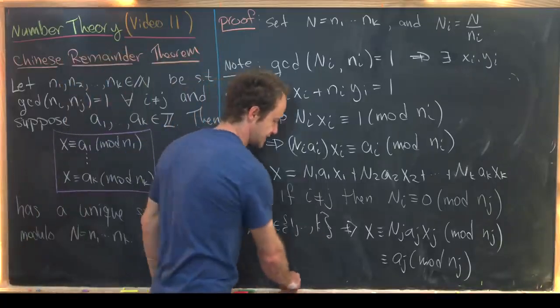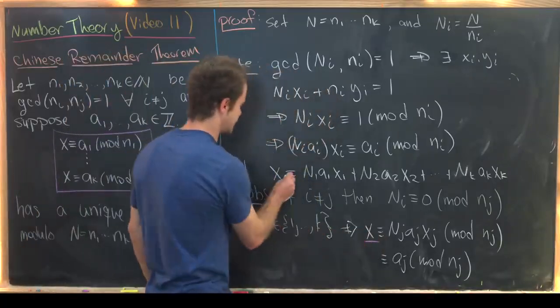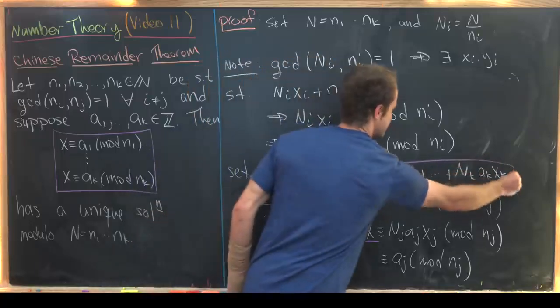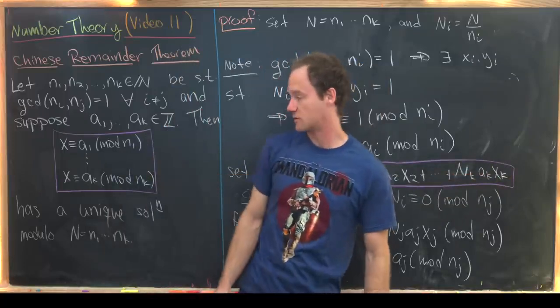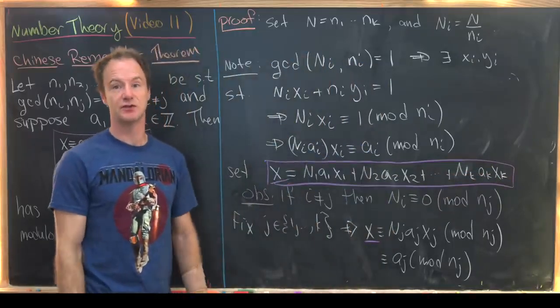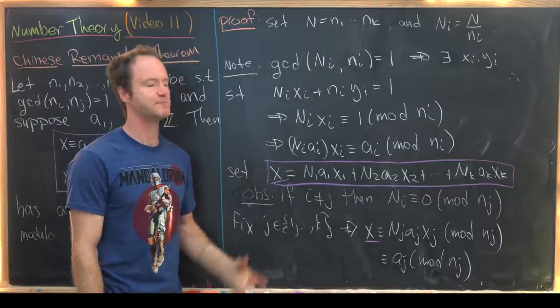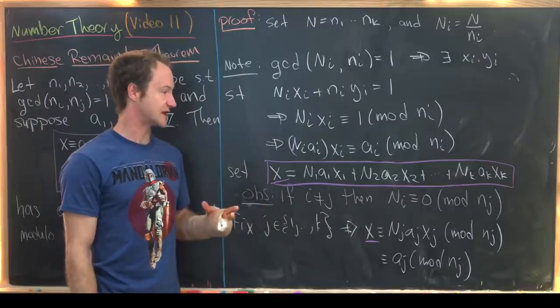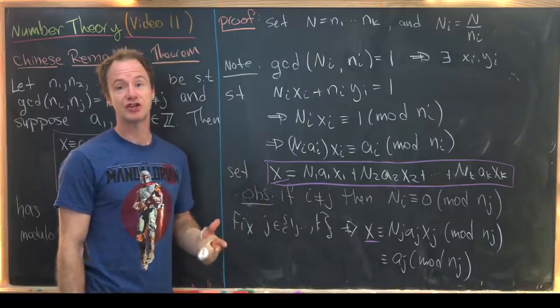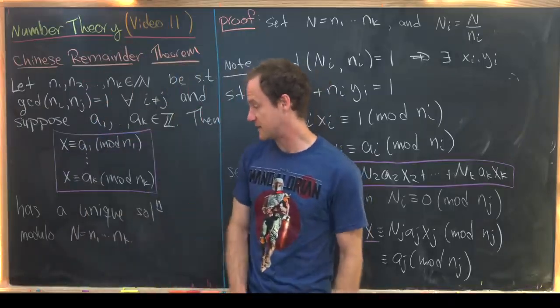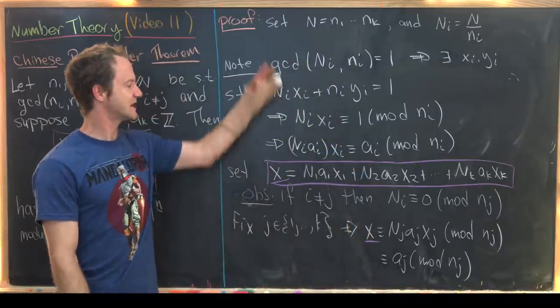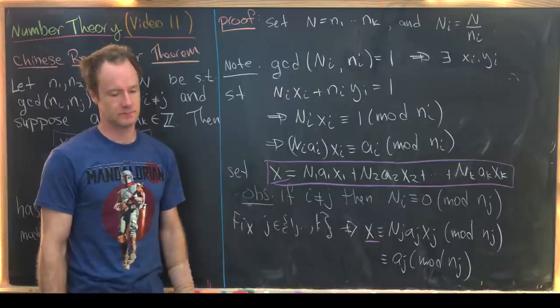So in other words, this number which we've constructed, x, satisfies all of these congruences over here. So it forms a solution to our system of congruences. Okay, so let's see. We've got a solution. Now we want to show that that solution is unique mod this capital N. Well, let's get rid of this and then we'll do just that.